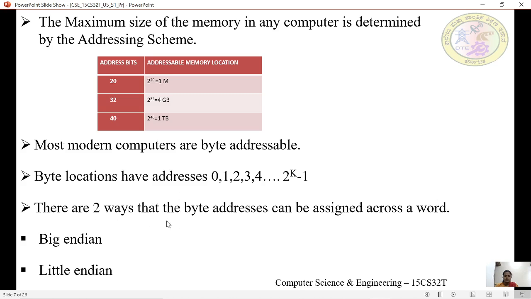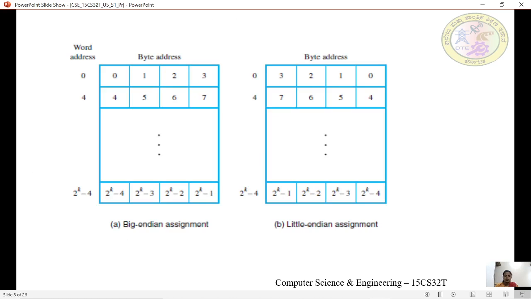There are two ways that the byte addresses can be assigned across a word: the big endian arrangement and the little endian arrangement. These also we have already discussed in the previous unit. So here we can see how the byte addresses are arranged. This is the big endian arrangement, and this is the little endian arrangement.